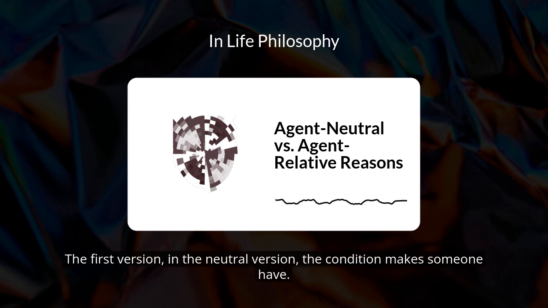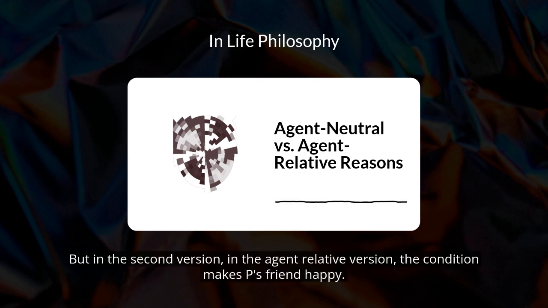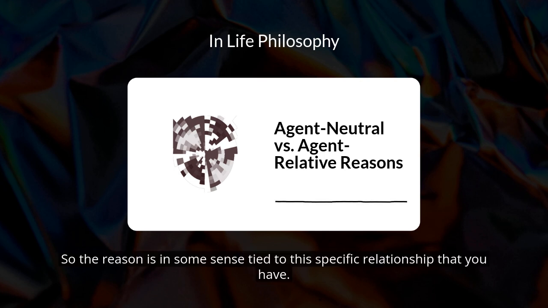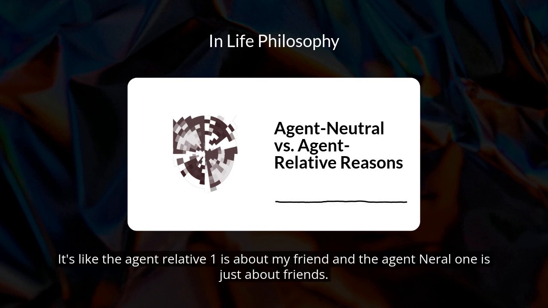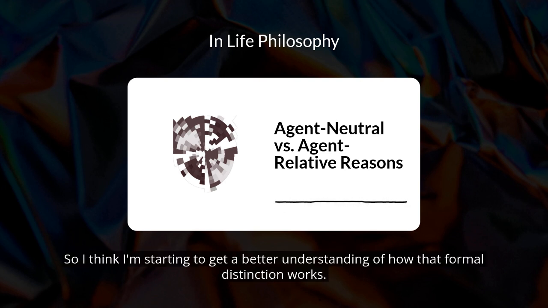Yeah, I think so. In the agent neutral version, the condition "makes someone happy" doesn't contain the variable P, right? But in the agent relative version, the condition "makes P's friend happy" contains P, so the reason is in some sense tied to this specific relationship that you have. It's like the agent relative one is about my friend, and the agent neutral one is just about friends in general. Exactly. Okay, so I think I'm starting to get a better understanding of how that formal distinction works.